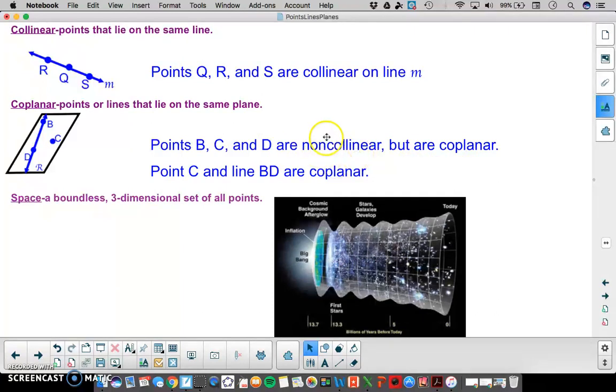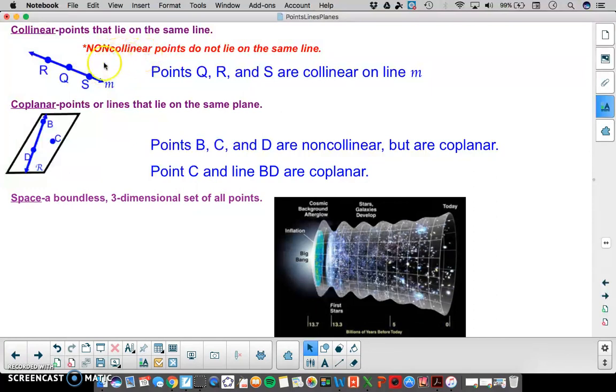It's important to know what non-collinear means. Non-collinear points do not lie on the same line. So notice B, C, and D do not have a single line that can go through all 3 points. But points C, B, and D are coplanar. They do lie on the same surface. It's also worth noting here, point C and line BD are coplanar. So not only can points be coplanar, but points and lines can be coplanar.